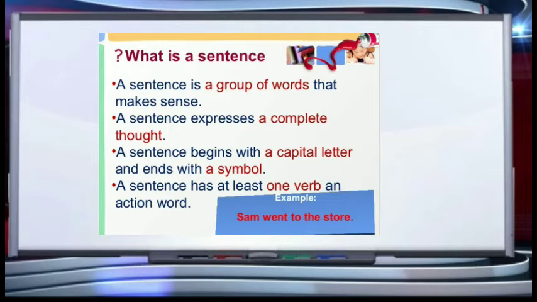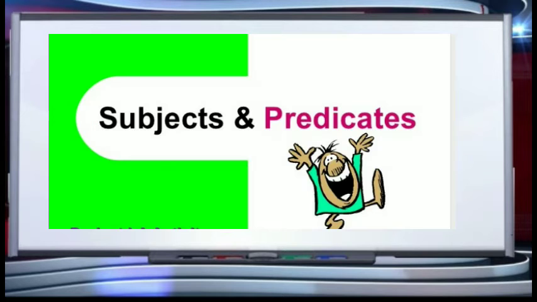A symbol, that means it may end with a period, that is a full stop, a question mark, or a sign of exclamation, which will determine the kind of sentence that is formed. Moreover, a sentence has at least one verb, that is an action word. For example, Sam went to the store. Now, followed by a full stop, this is a complete sentence.